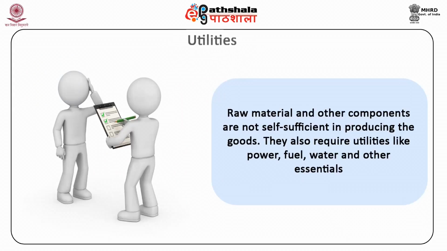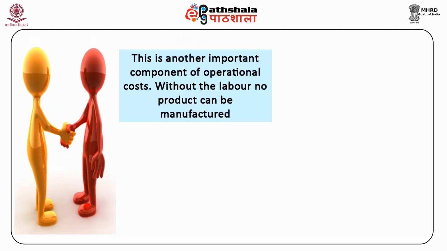Utilities. Raw material and other components are not self-sufficient in producing the goods. They also require utilities like power, fuel, water, and other essentials. Labor. This is another important component of operational cost. Without the labor, no product can be manufactured. Even the most highly automated machines cannot function without the help of labor.